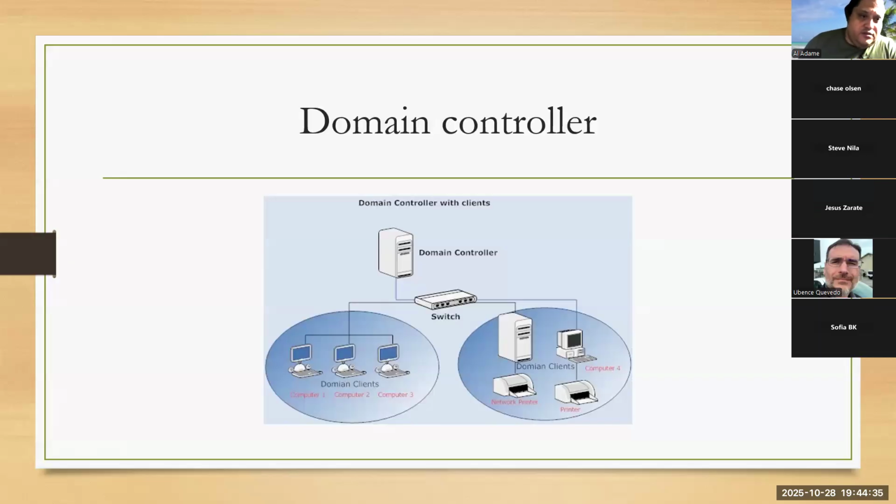Al, I did have one question. Yeah, go for it. So for the domain controller and then the subdomains, were these all separated by subnets? So the domain clients on each side would have different subnets of the switch, or is that how they're able to communicate with each other? Do you see what I'm saying? Yeah, I get what you're saying. Yes, that is correct. They'd be separated by subnets and technically VLANs.